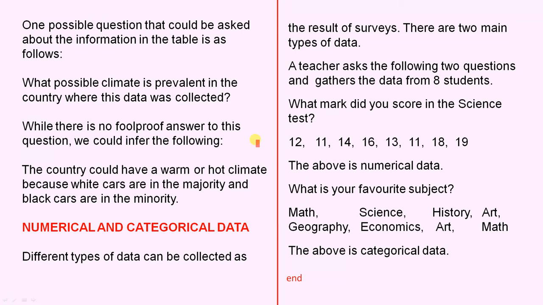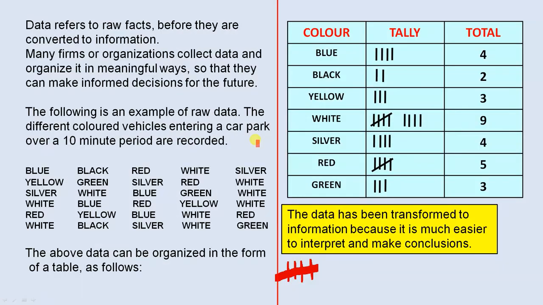Now we'll go back to the previous slide very quickly. So you see here we have the number of cars. What do we notice? White, we have 9 cars, and black, we only have 2. So the inference could be as follows.